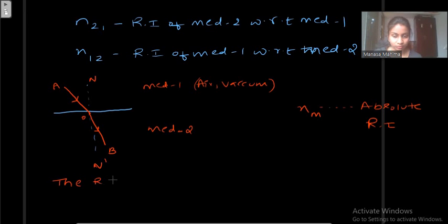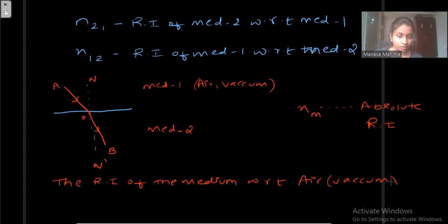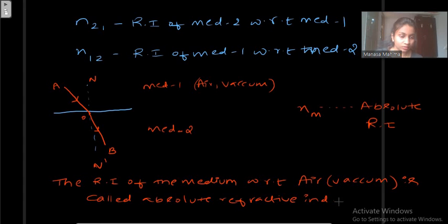The refractive index of the medium with respect to air or vacuum is called absolute refractive index, and we will denote that symbol as Nm. Okay, Nm represents the absolute refractive index. So how can we define the absolute refractive index?